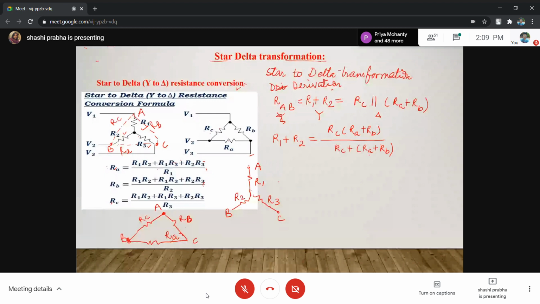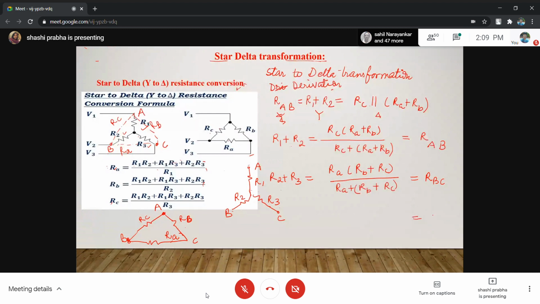Similarly, you can take the resistance between B and C. What is the resistance between B and C? देखते हैं. This time R1 is in the air, so this is R2 plus R3, and this is equal to BC. So you will find RA is in parallel with RB plus RC. This is RA times (RB plus RC) divided by (RA plus RB plus RC).